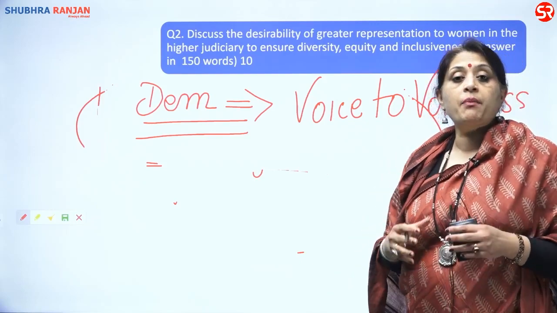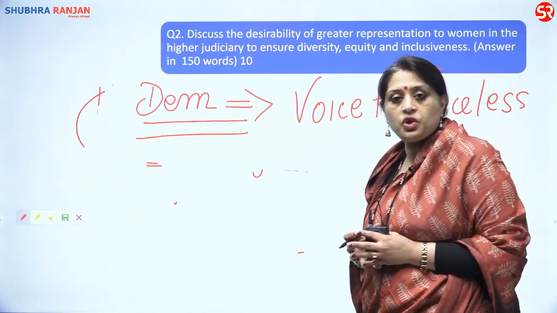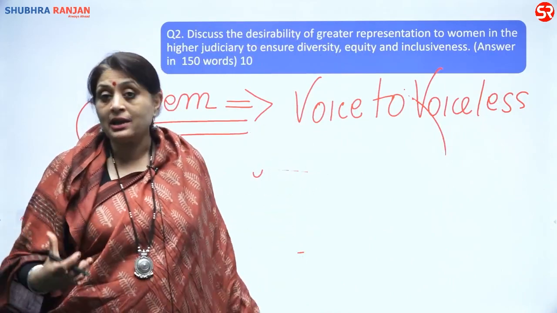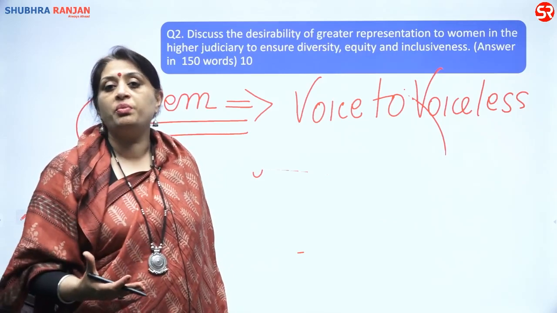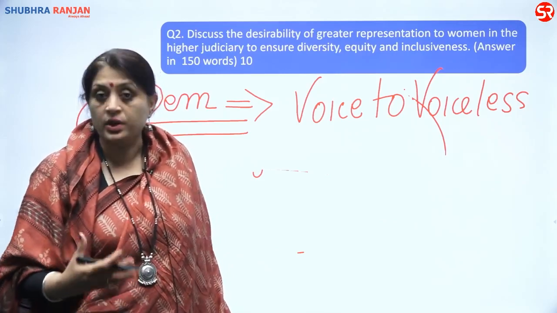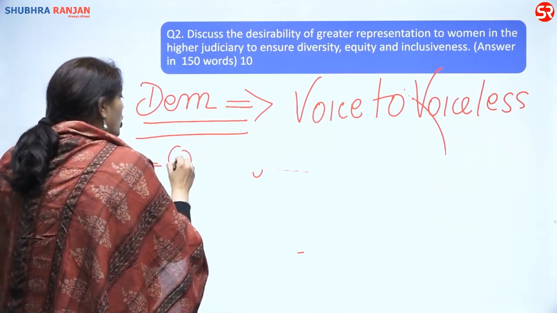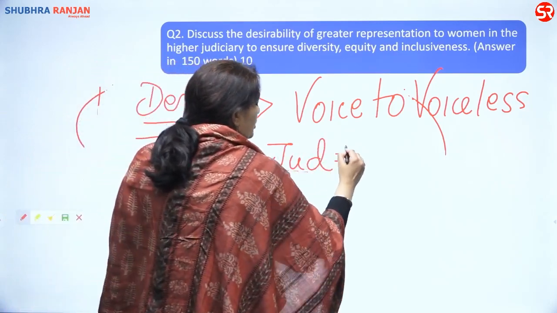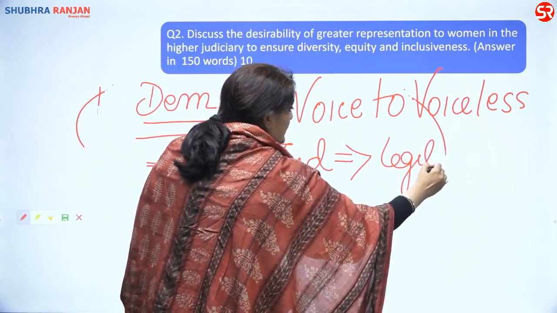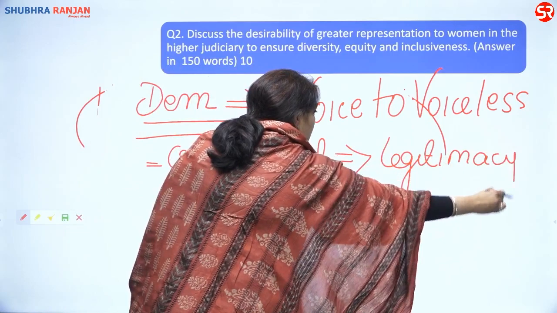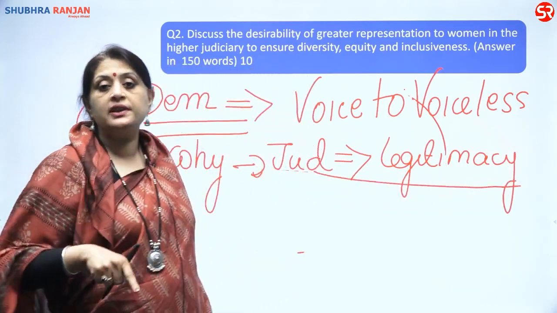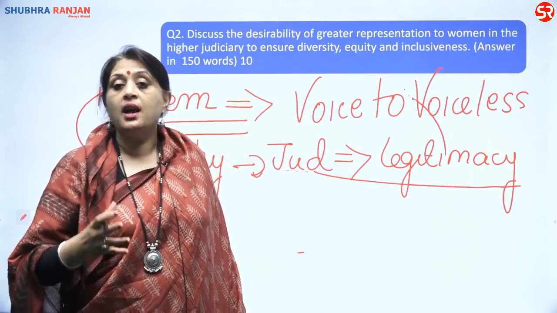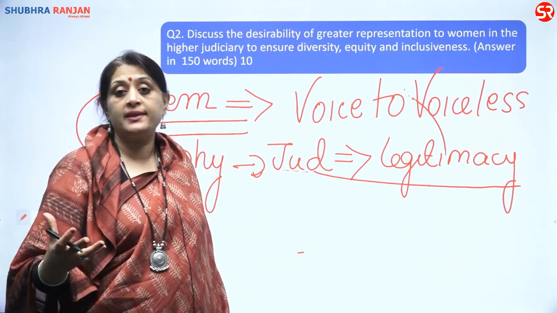Fine. So in a democratic country, it is very natural that the public institutions and then judiciary have to be representative, have to be inclusive, have to be diverse. Fine. And why? Because only such judiciary will be able to establish the legitimacy. Legitimacy of the system will be dependent on these virtues. And you understand how important is the legitimacy of the system.